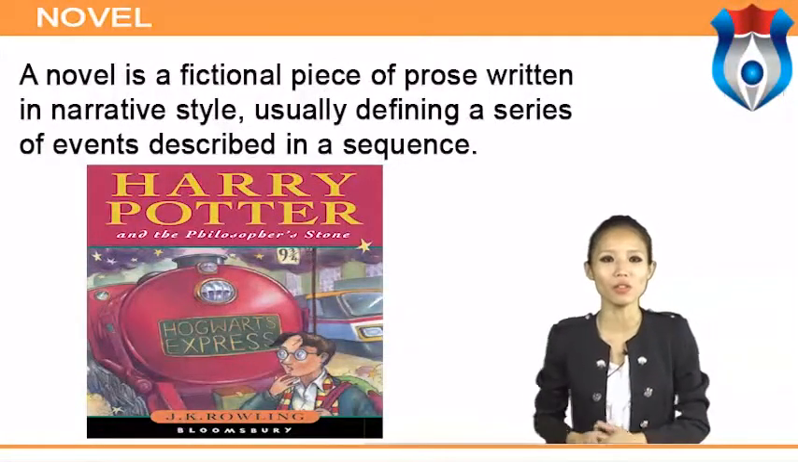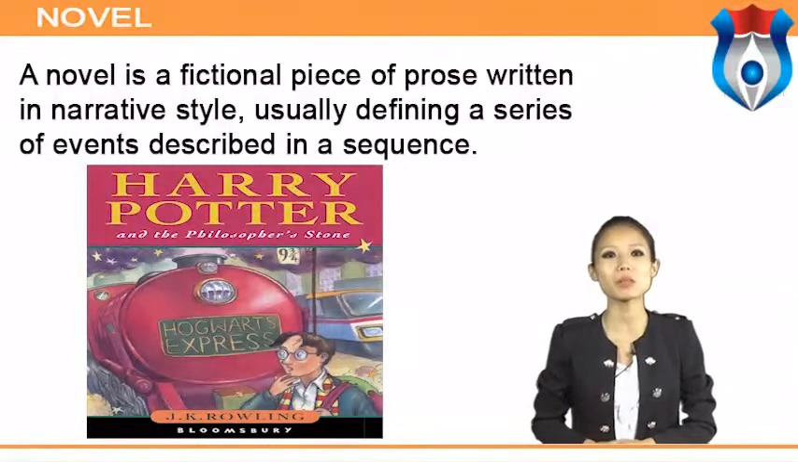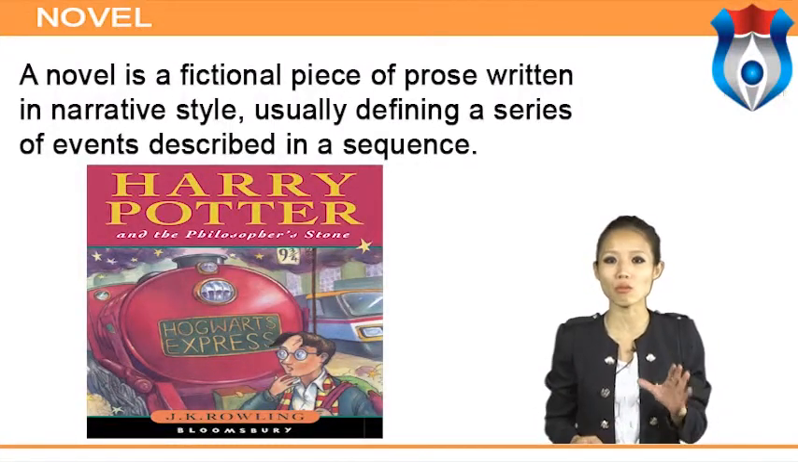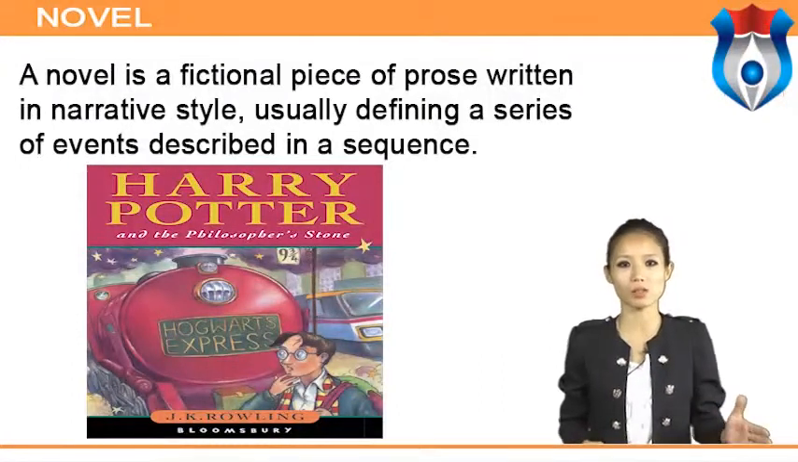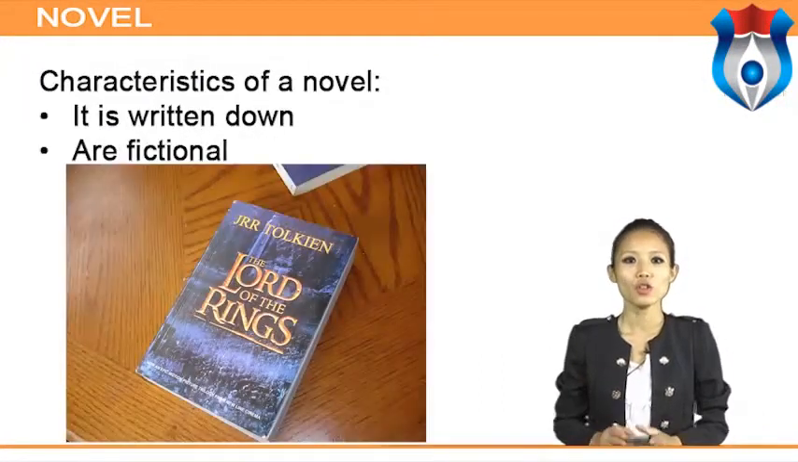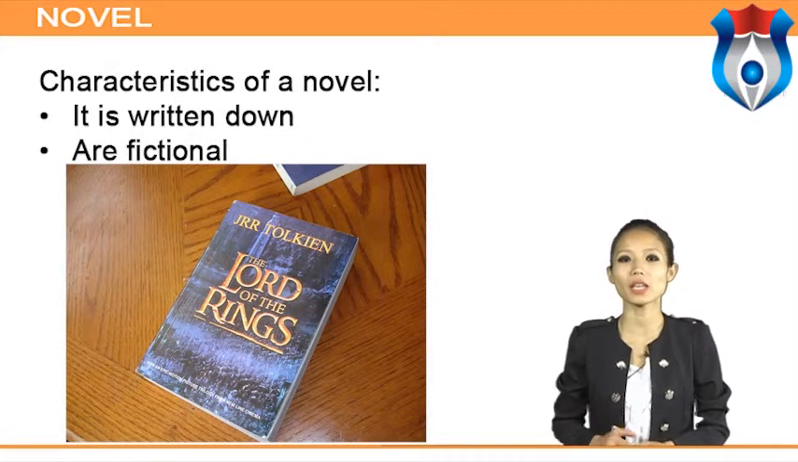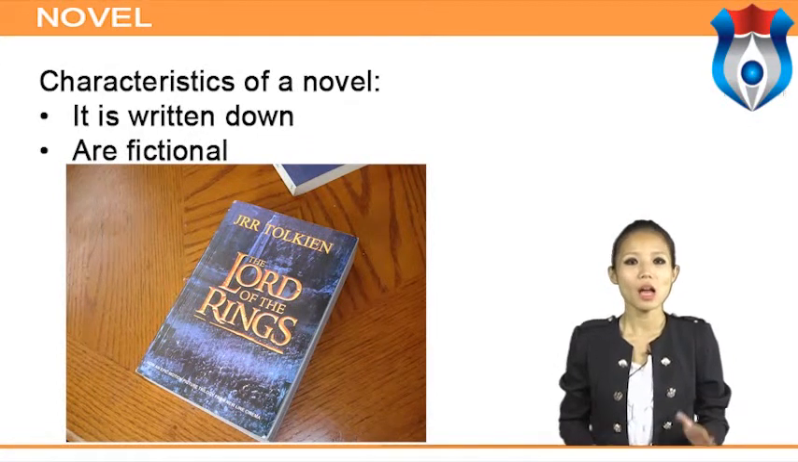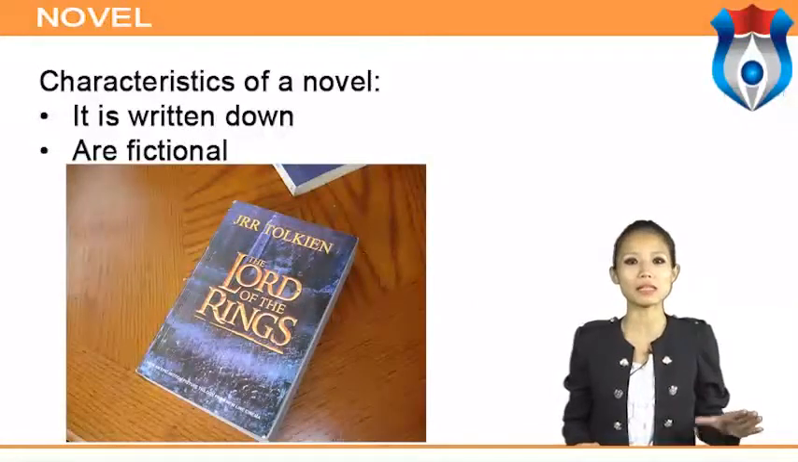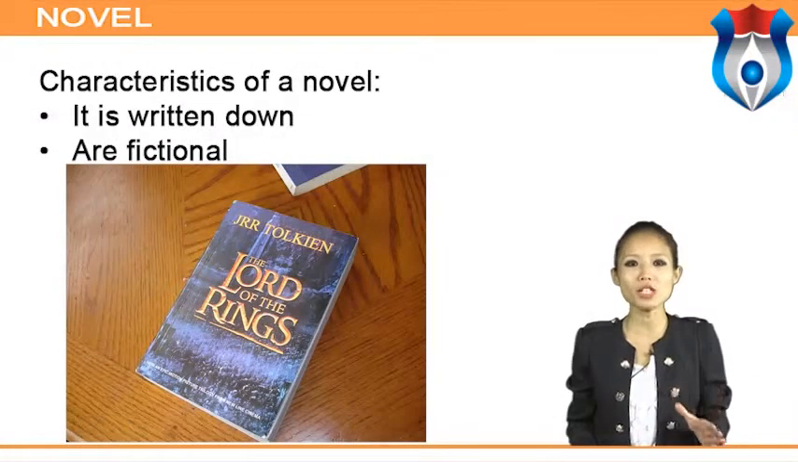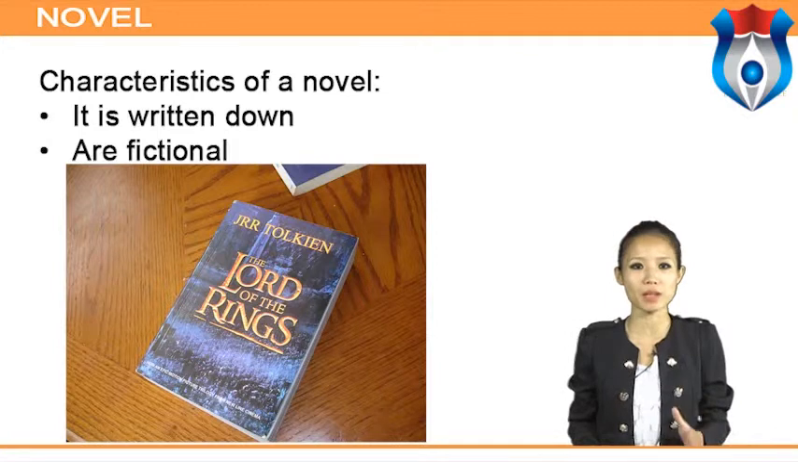What is a novel? A novel is a fictional piece of prose written in narrative style, usually describing a series of events in a sequence. Novels have a few unique characteristics. First, a novel is written down rather than being told orally. Secondly, novels are meant to be fictional rather than myths.